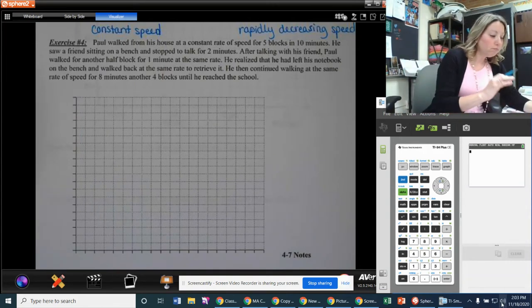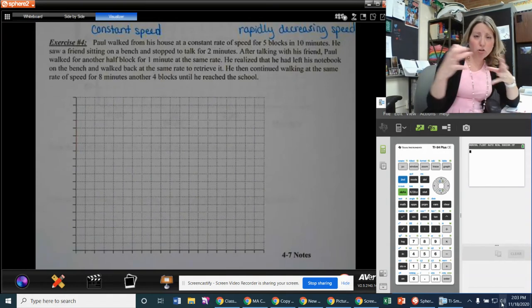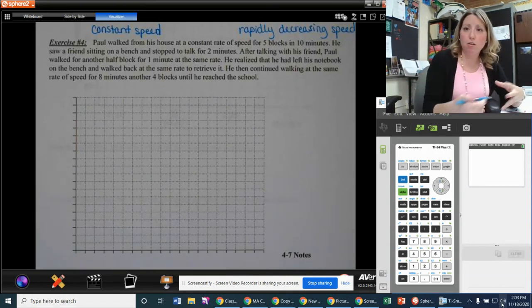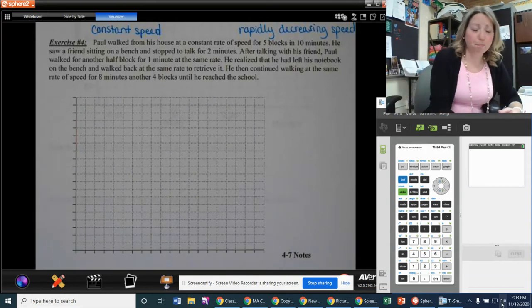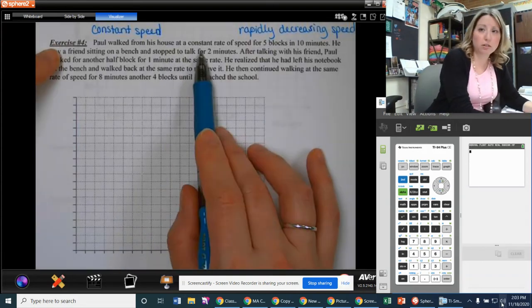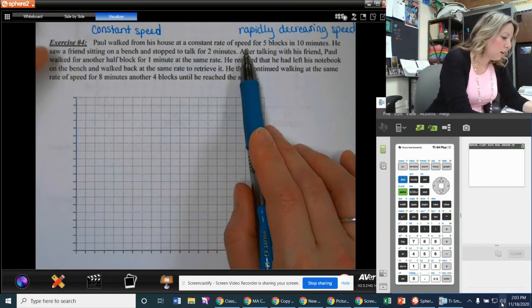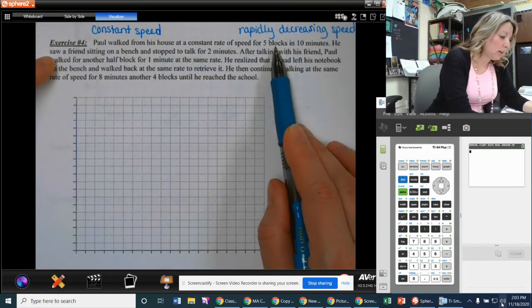Okay. So what I'm going to do is read and make my own little chart to start out. And then my chart will help me in how I scale, and my chart will help me in how I label. All right. So Paul walked from his house at a constant rate of speed, for 5 blocks in 10 minutes.